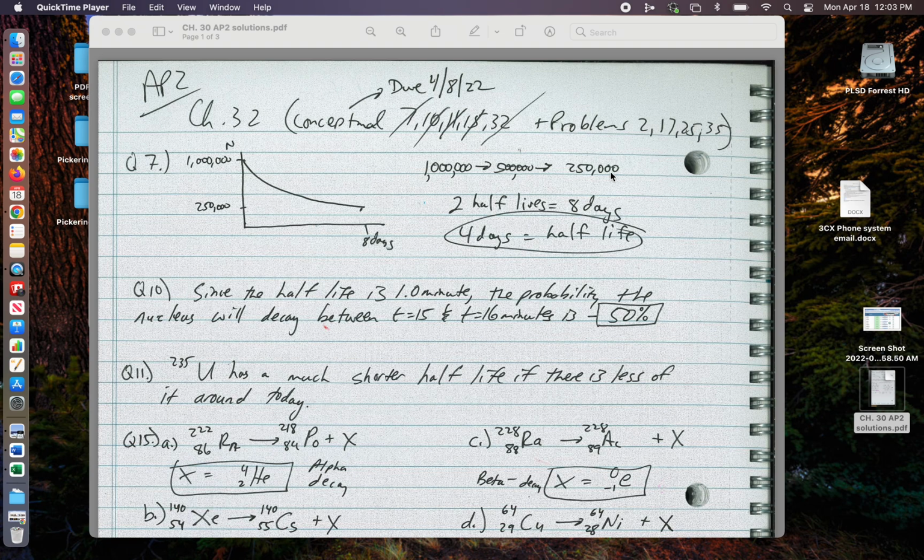These are the Chapter 32 conceptual questions and problems. They were due on April 8th. They relate back to nuclear physics. So you're given this graph. It was a number of particles. You start off with 1 million, end up with 250,000 after 8 days.